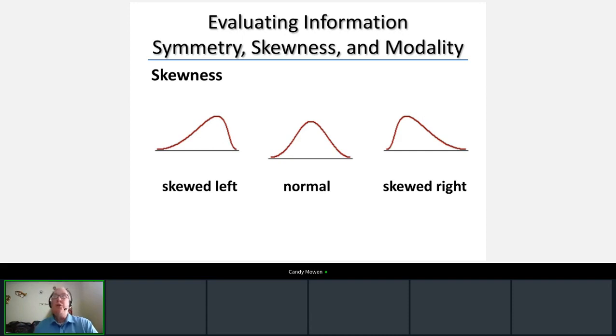Sometimes we skew our data. Sometimes it's intentional, to paint a different picture than what actually occurred when we collected our data. If the result is skewed to the left, this is how we picture it. If it's normal, we have our bell-shaped curve. If it is skewed to the right, this is how we display it.